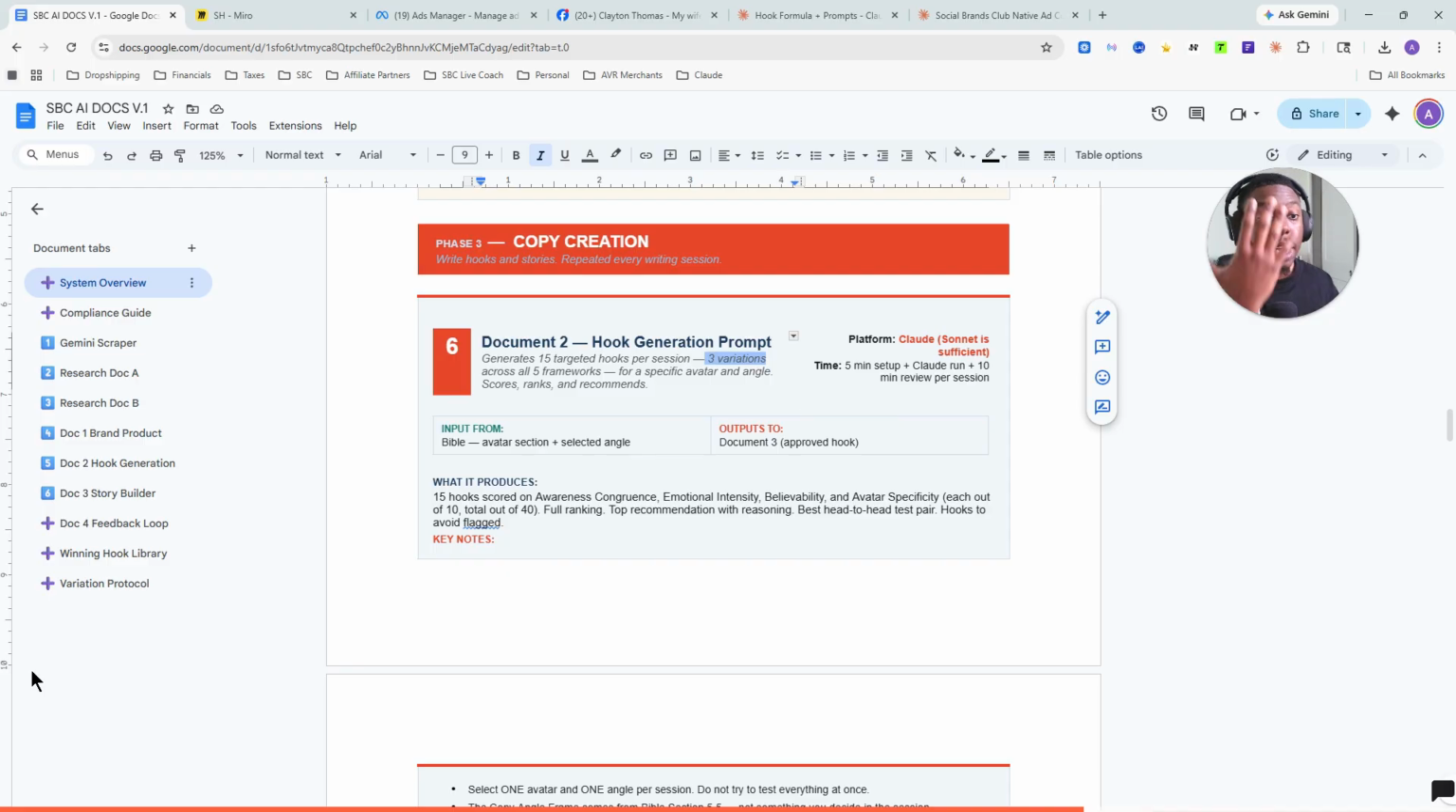So remember, there's 5 frameworks. It's going to output all 15 hooks, 3 variations of each of the 5 frameworks. And at the end, it's going to tell you, hey, based off of what we understand about your audience right now, we think this hook makes the most sense. And all this is theory at the end of the day. It's not going to know for sure. It's not going to be 100% accurate. It's all theory based off of the information it's gathered.